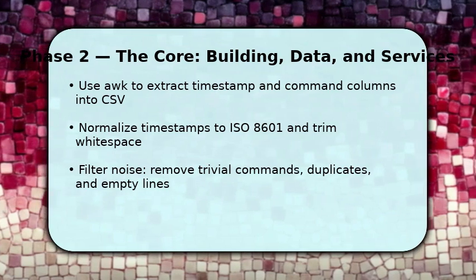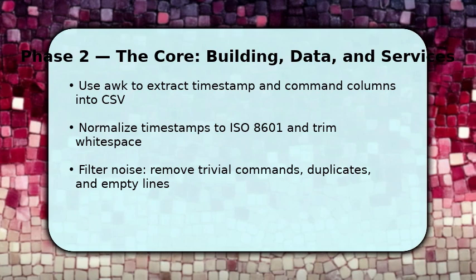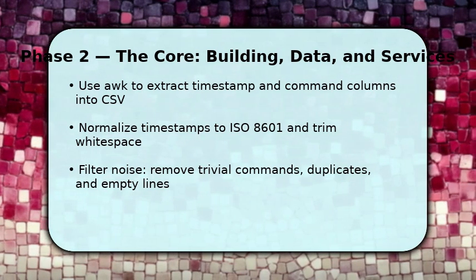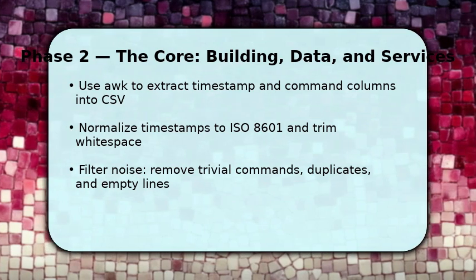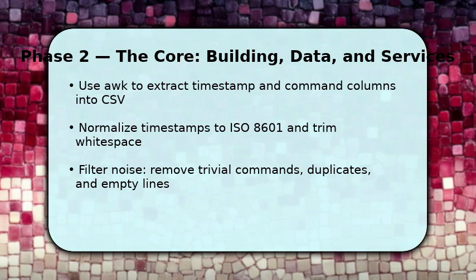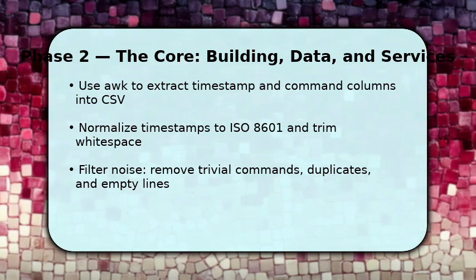Run awk to split each line into timestamp and command, converting timestamps to ISO 8601 so comparisons work reliably. Make sure to trim whitespace and lowercase or preserve case depending on search needs. Once normalized, pipe through sort and unique to remove exact duplicates. Then apply a simple noise filter.